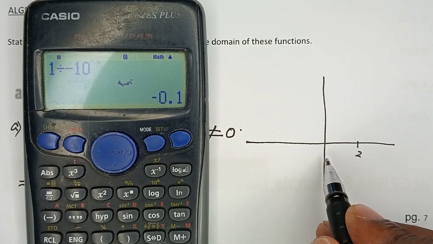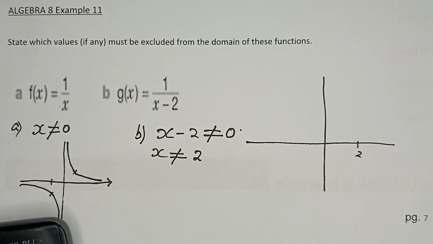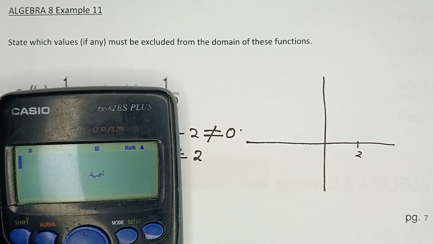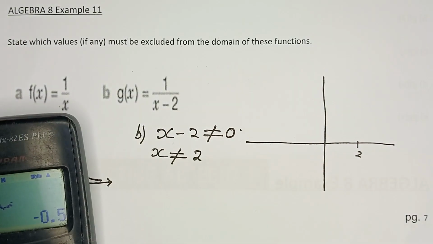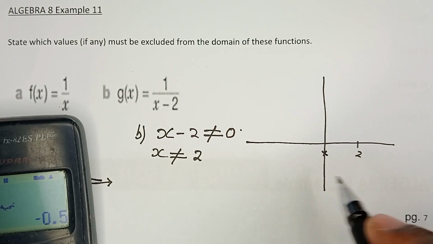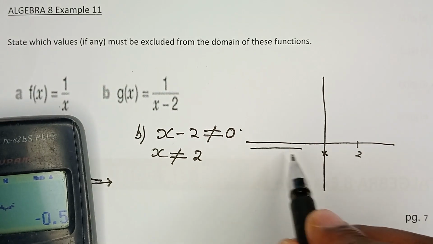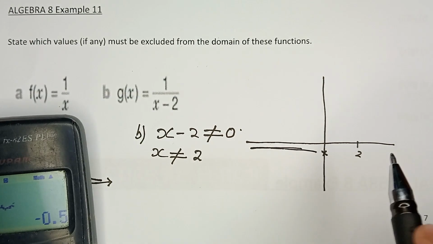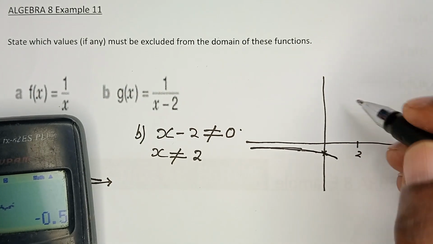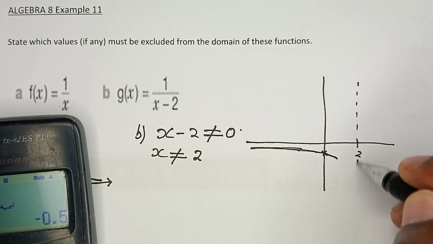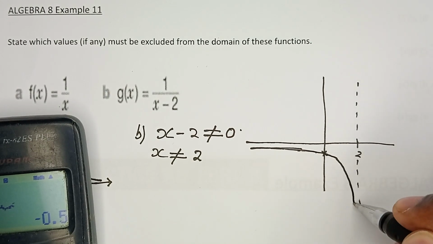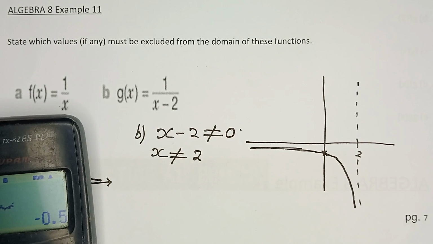What about when x is 0 for this matter? When x is 0, 0 minus 2 is minus 2. What would happen? 1 divided by negative 2, we have something like negative 0.5. So this is negative 0.5, but from a very small value, it is asymptotic this way. But again, when x is 2, the graph is asymptotic along that line.